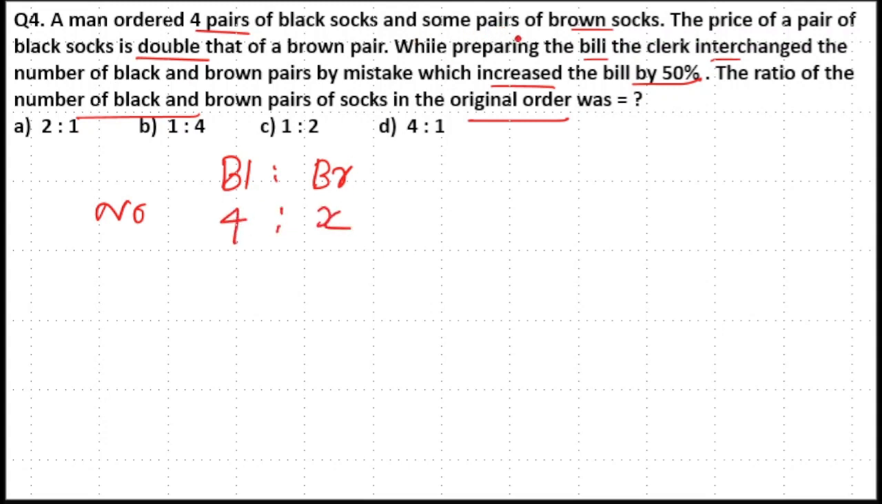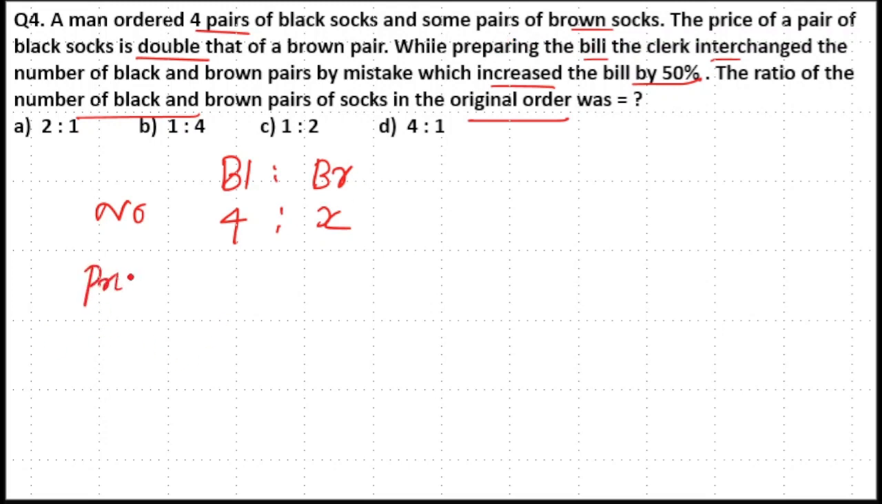A man ordered 4 pairs of black socks and some pairs of brown socks. The price of a pair of black socks is double that of a brown pair. While preparing the bill, the clerk interchanged the number of black and brown pairs by mistake, which increased the bill by 50%. The ratio of the number of black and brown pairs of socks in the original order was. So we have black and brown pairs of socks. The number of black and brown pairs is 4 and X, because we don't know the number of brown pairs.